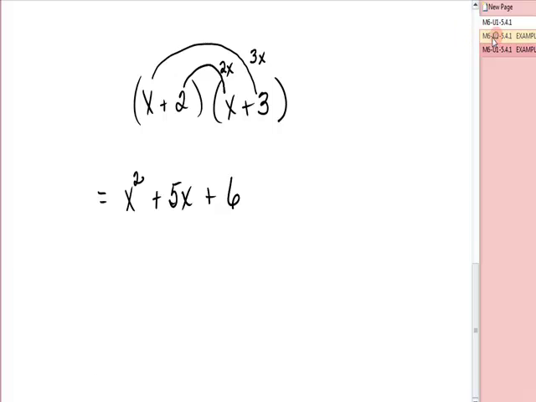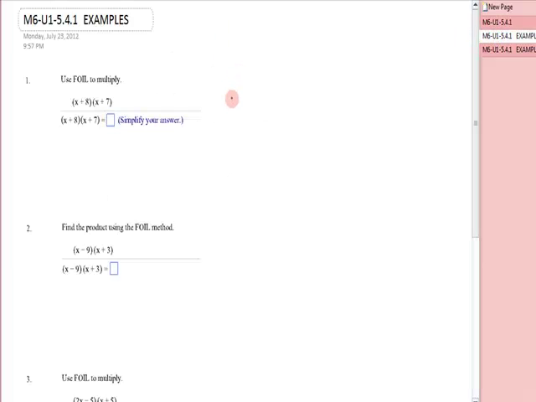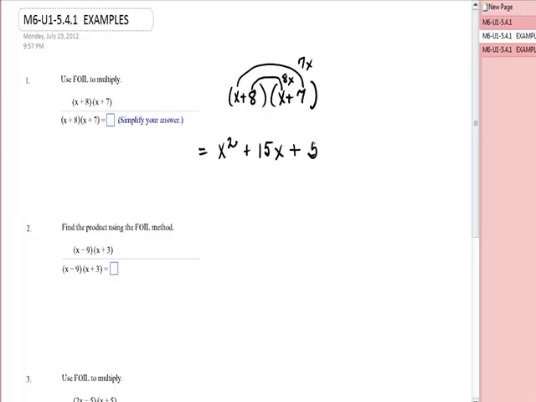So here's some problems. First one, it has x plus 8 times x plus 7. Product of the first, x times x is x squared. The outer product is 7x. The inner product is 8x. Add them together for 15x. The product of the last, 8 times 7, is 56. And that's my product.